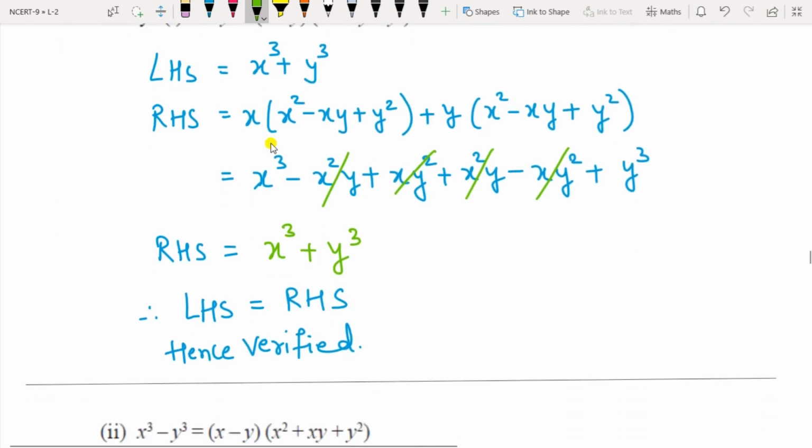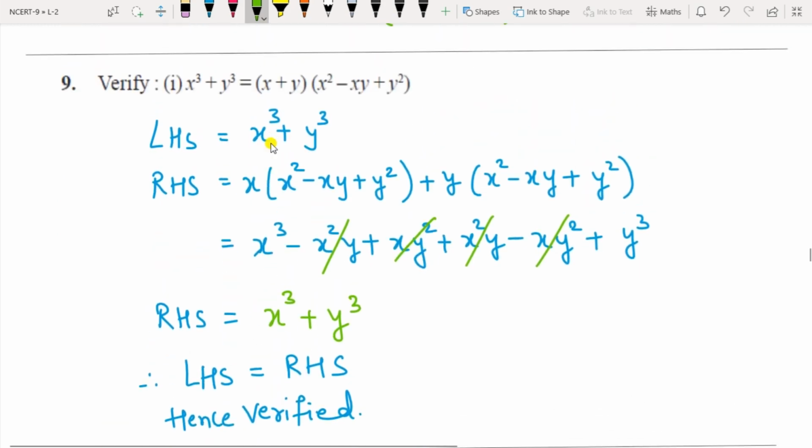Now question 9th is about verification. This is also one of the identities that we have seen above. First one is x cube plus y cube equal to x plus y bracket x square minus xy plus y square. So here this is LHS and this is the RHS, left hand side and right hand side. So LHS is here x cube plus y cube. You have to solve the right hand side to get the LHS. So write the right hand side here.